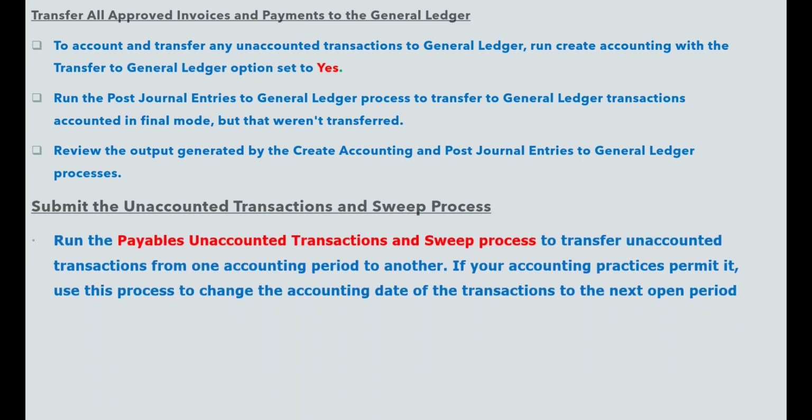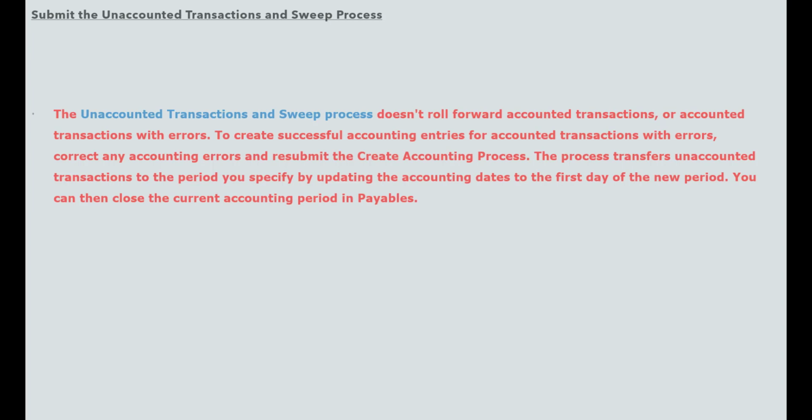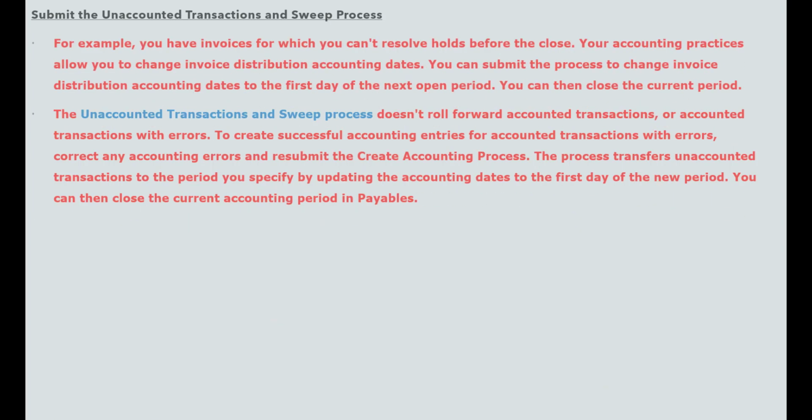Unaccounted transaction. This is the payable unaccounted transaction sweep process, to transfer accounting from one accounting period, which is the current, to another. If your accounting practices permit it, use this process to change, as I told you, the accounting date as a GL date of the transaction to the next open period in payable. Submit the unaccounted transaction sweep. For example, you have invoices for which you cannot resolve the hold before the close. Your accounting practice allows you to change the invoice distribution accounting date, so you can submit this process. But this doesn't roll forward accounted transactions or transactions with error.